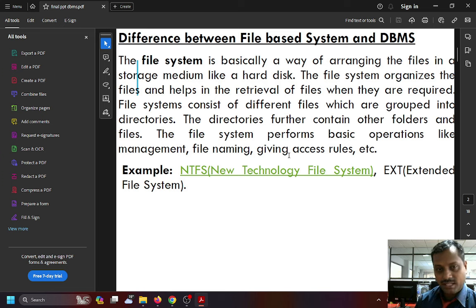So when I say database management system, you are actually working with the data, and you are retrieving a specific part of the data. For example, consider one company, where there is a managerial level and there is a staff level.